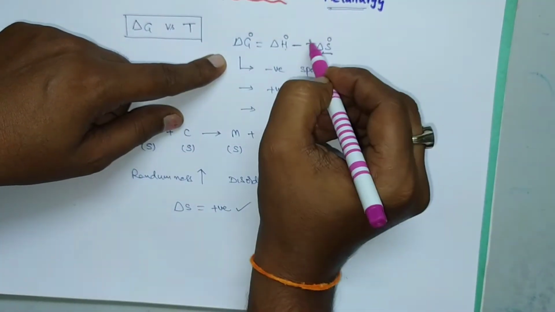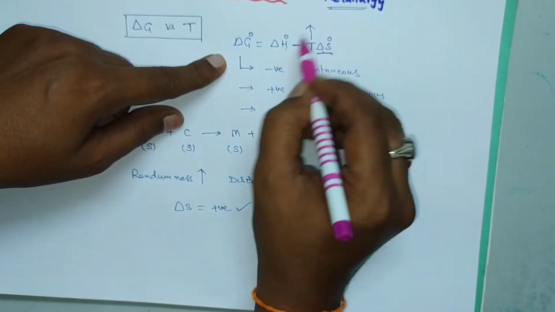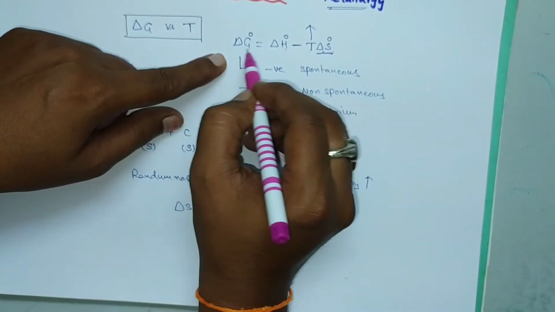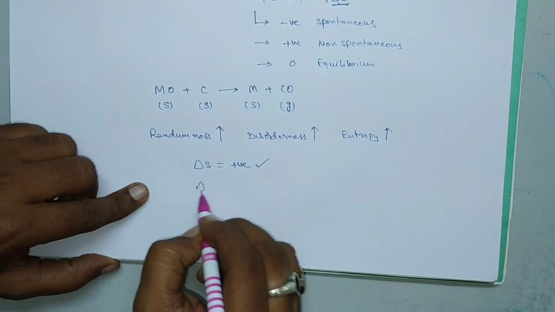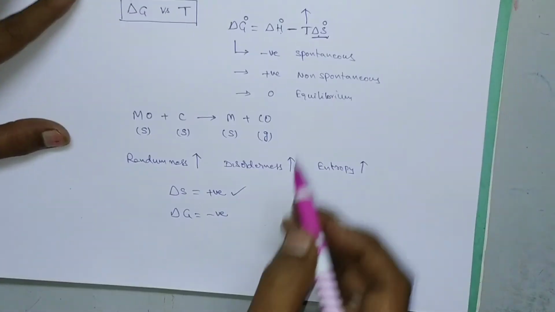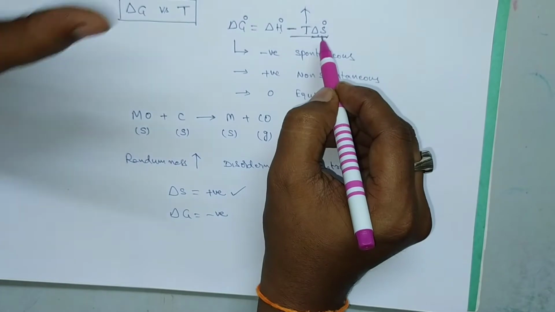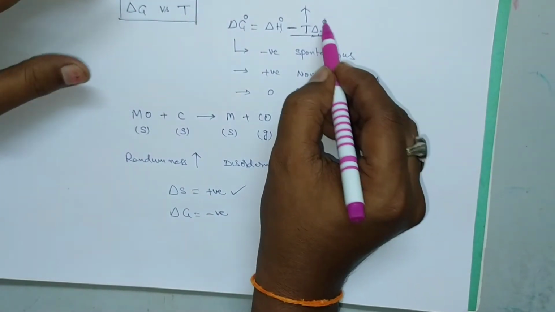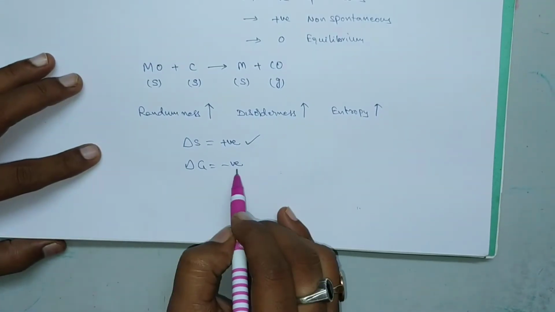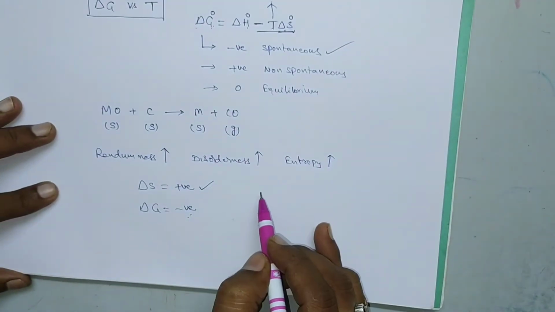Okay, clear? Suppose you increase the temperature. As the temperature increases, the minus T delta S value goes on increasing in magnitude, so the resultant value will become negative. That means delta G value will become negative. As the temperature increases, minus T delta S becomes more and more negative, so the delta G value also becomes more and more negative. If delta G is more negative, then the reaction is spontaneous.